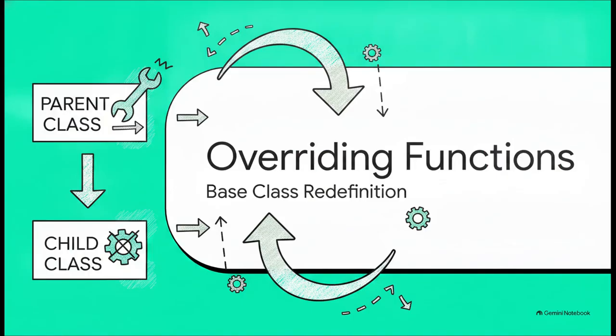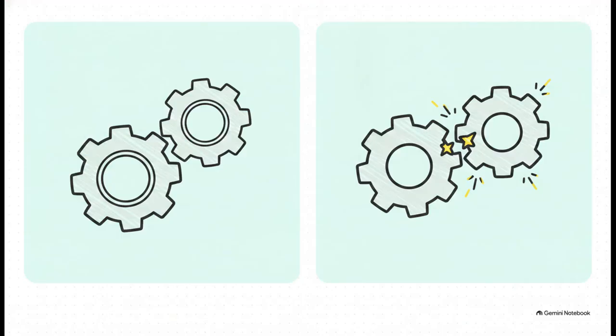Moving right along to Section 2, Overriding Base Class Functions. Now, you might be wondering, what happens if we need a child class to fundamentally change a parent's behavior? Well, that brings us to a classic exam trap, the difference between overriding and function overloading. To redefine or override a public member function from a base class, the corresponding function in your derived class has to be a perfect match.